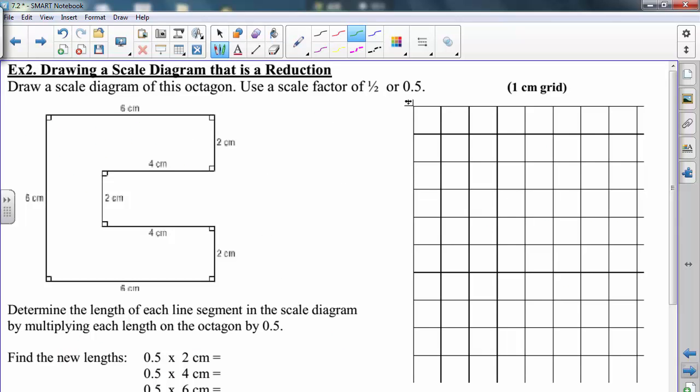Example 2. Drawing a scale diagram that is a reduction. Draw a scale diagram of this octagon. Use a scale factor of 1/2, or 0.5. We all know that a scale factor can be expressed by a fraction or a decimal.